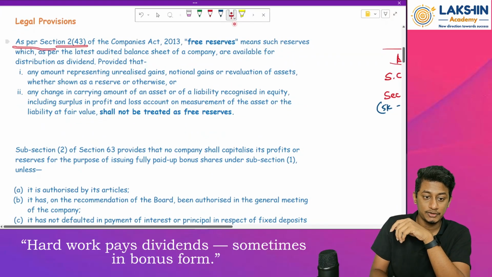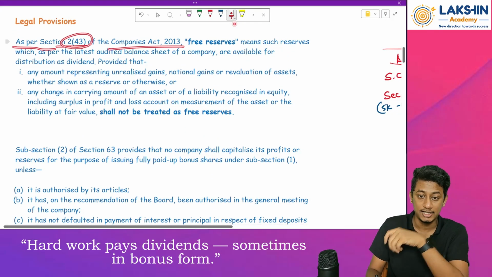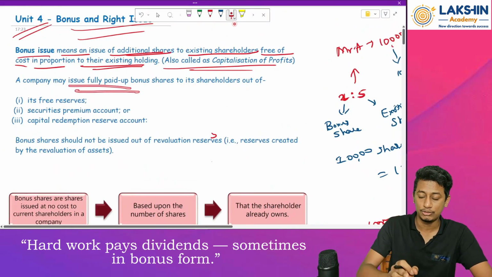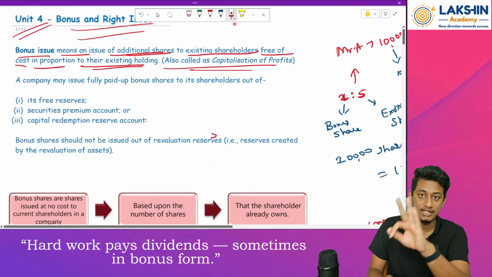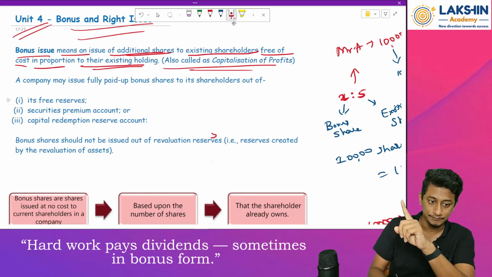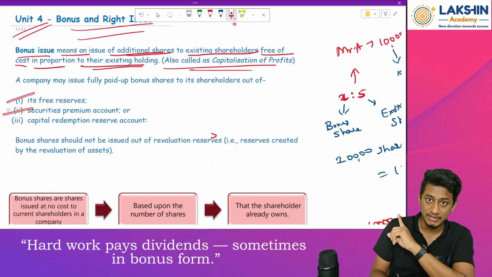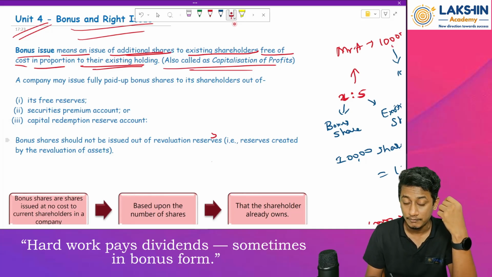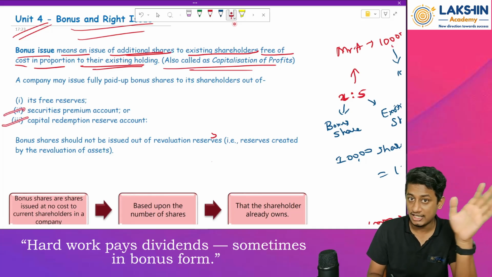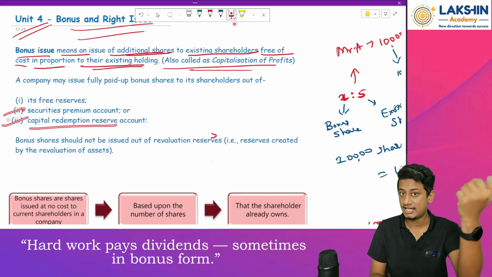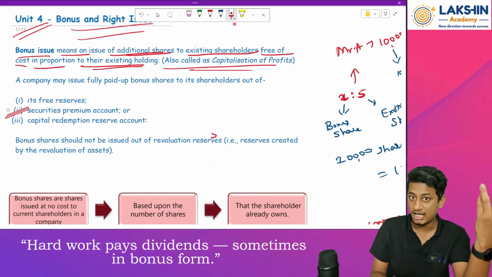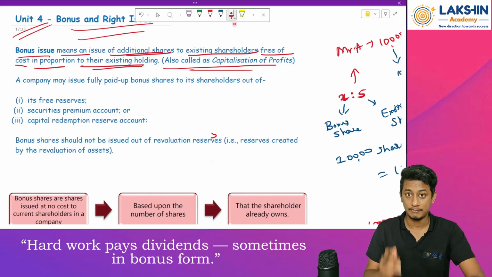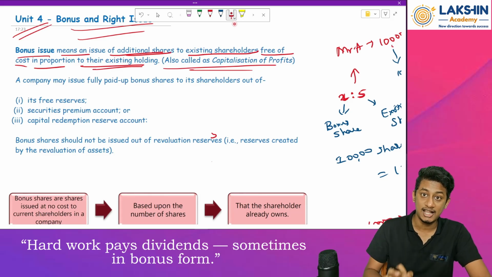As per section 2 subsection 43 of the Companies Act, free reserves. See, as per this, the fully paid bonus shares can be issued out of three parts. One is free reserves. One is securities premium, that we know from the previous chapter how the securities premium account is created. Then we have the capital redemption reserve account. So these two parts are clear to us because capital redemption reserve will be coming in the next chapter. Securities premium we have already seen how it is created. But coming to free reserves, now what is considered as a free reserve? In the company's balance sheet, what can be considered as a free reserve?